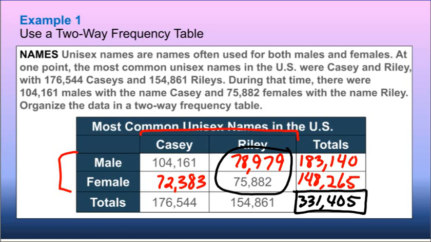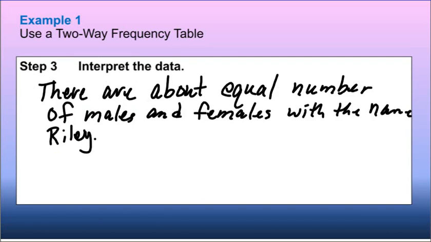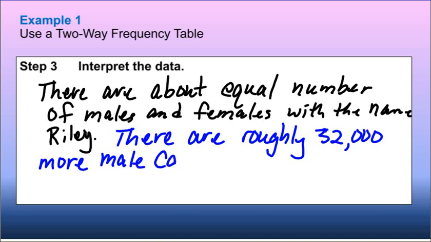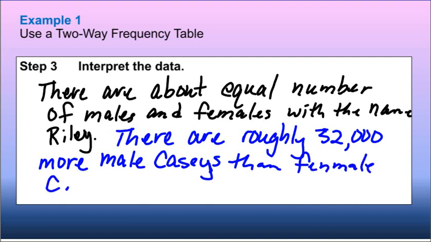And if we went back to our two-way frequency table, we can look at another one. We could also look at the name Casey. There are roughly 32,000 more male Caseys than female Caseys. Or you could have just said that there were more male Caseys than female Caseys. That would just give you a general idea of how you can interpret the data.